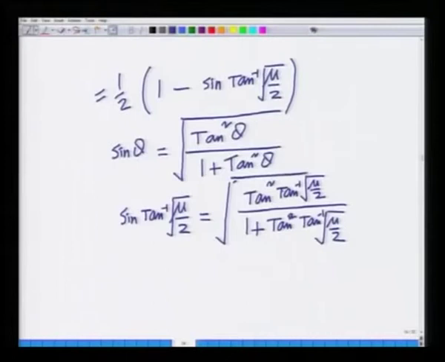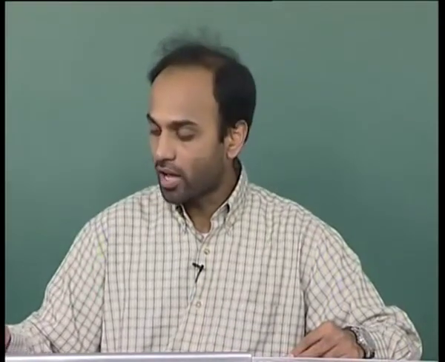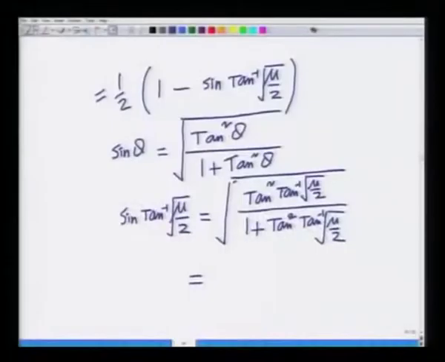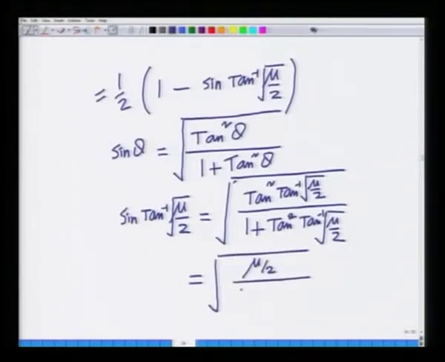and this is now simply, we can see, tan of tan inverse x is simply x. So, tan of tan inverse square root of mu over 2 is simply square root of mu over 2, the square is mu over 2. So, this is simply square root of mu over 2 divided by 1 plus mu over 2, which is also essentially mu over 2 plus mu.